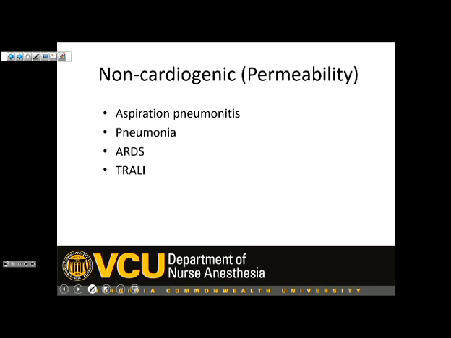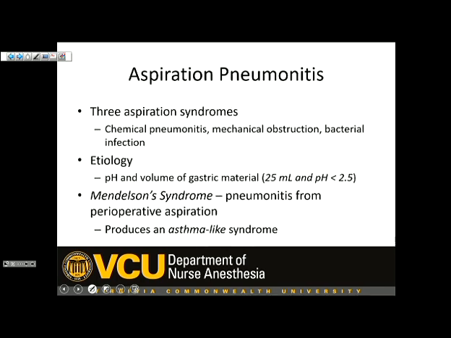I'm going to really focus in on the anesthesia-specific one, and that's because there's an increased risk of aspiration in the perioperative period in anesthetized patients. So what are the sequelae of that, and the management of aspiration pneumonitis? That's really going to be the focus here.